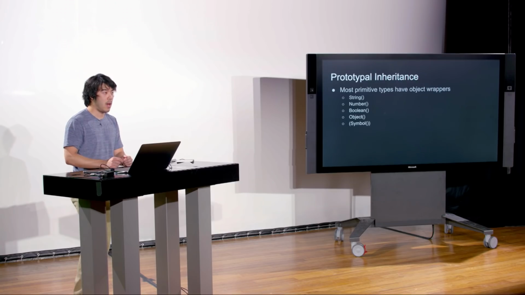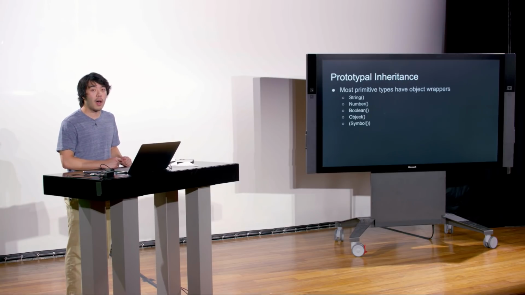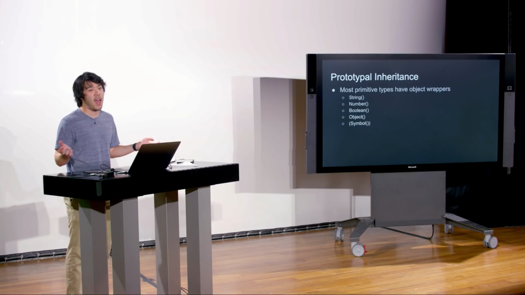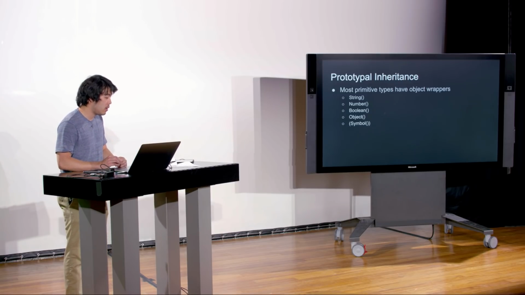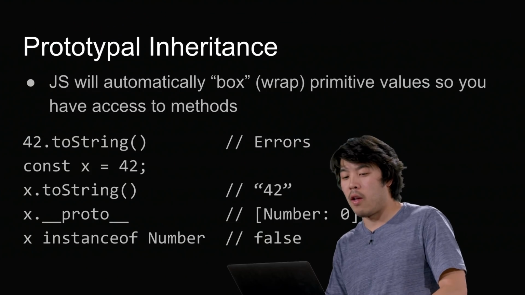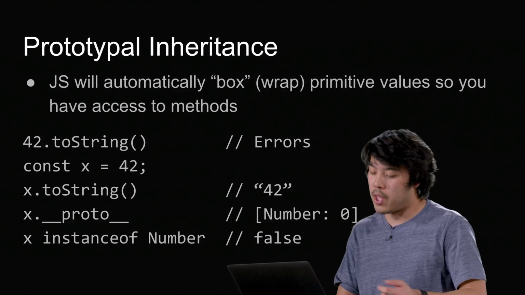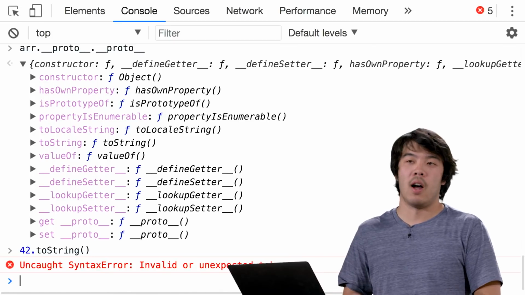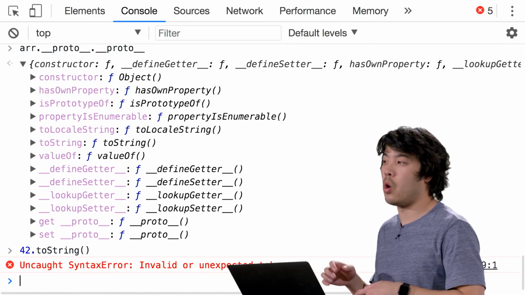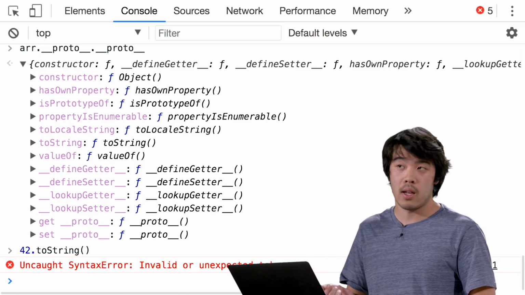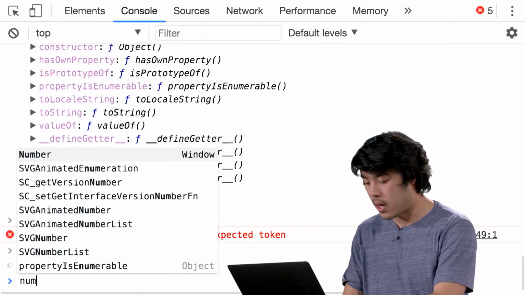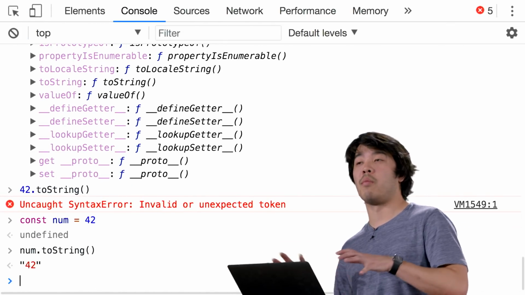Cool. So most primitive types have object wrappers. We talked about how primitive types don't have any methods associated with them, but primitive types also have wrappers that have prototypes associated with them. What the heck does that mean? If I were to do 42.toString, it's going to be like, what the heck do you mean? I told you that these primitive values don't have methods, and so 42.toString doesn't really make sense. But say I were to do const num = 42 and did num.toString, that will actually do something, and that's a little bit strange.